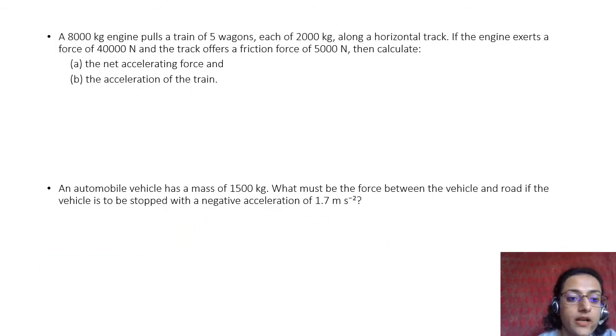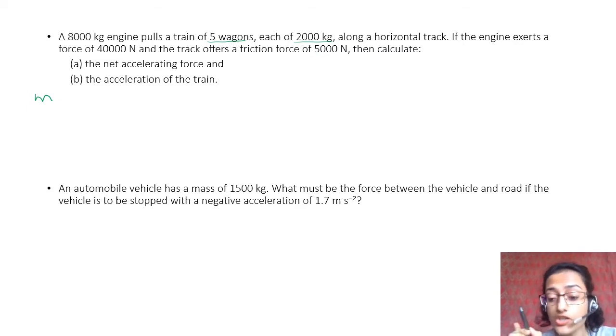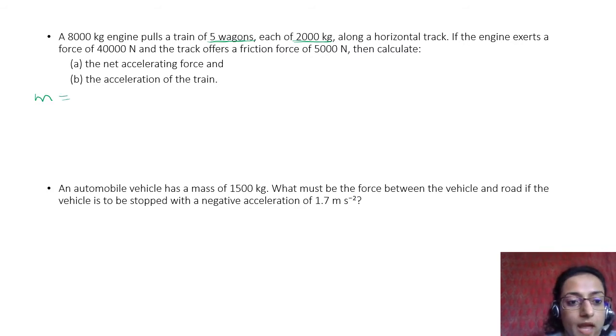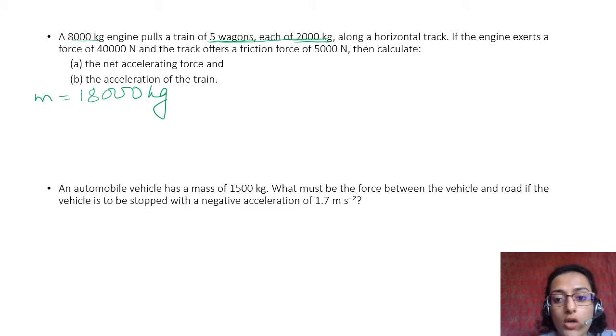Next question. 8,000 kg engine pulls a train of 5 wagons, each of 2,000 kg, along a horizontal track. Now in this we have been given the mass, but we have to add all of this because there is an engine. The mass of the engine, and then the mass of these 5 wagons, each of 2000. So total of 5 wagons is 2000 into 5, that is 10,000, right? And the 8000 kg engine, so it is 18,000 kg. So total mass of the train is 18,000 kg along a horizontal track.